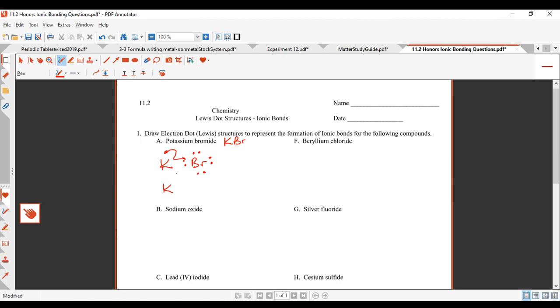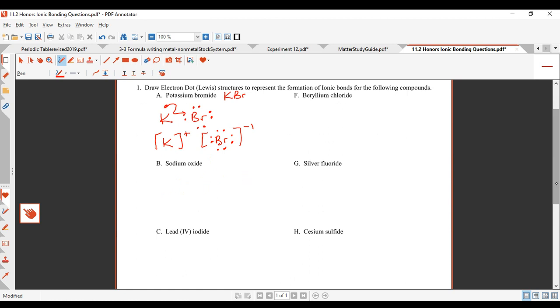Potassium, the metal, ends up with no valence electrons, has a positive charge. So we draw it like this. And our nonmetal ends up with 8 valence electrons and with a -1 charge. And we draw it in brackets like this. Now, sometimes there will not be a nice 1-to-1 ratio like this. So let's do a different one on this sheet.